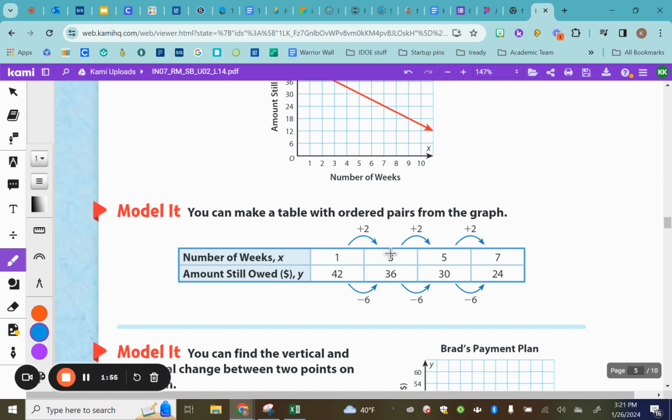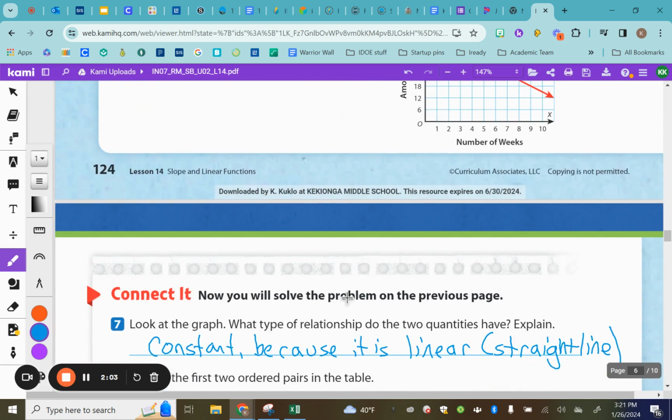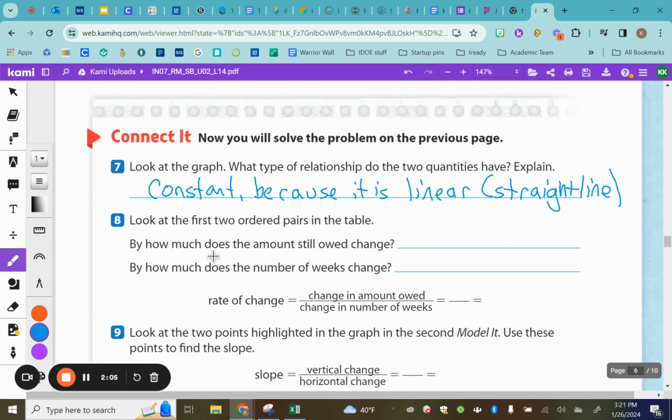So after 2 weeks, he paid back $6. So he owes his parents $6 less. So every time he pays them back, he owes less money. So by how much did the amount still owed change? It changed by -6. And by how much does the number of weeks change? The number of weeks changed by 2.